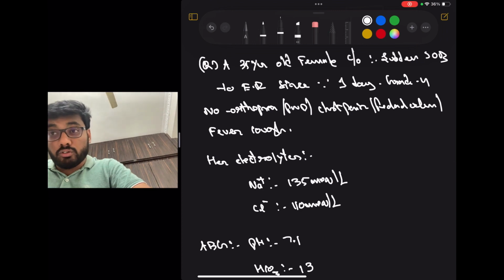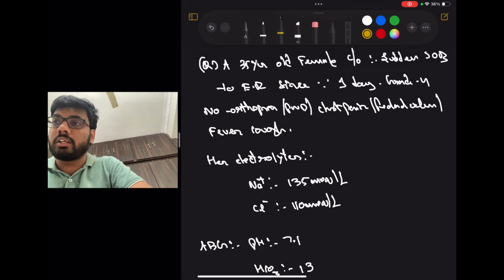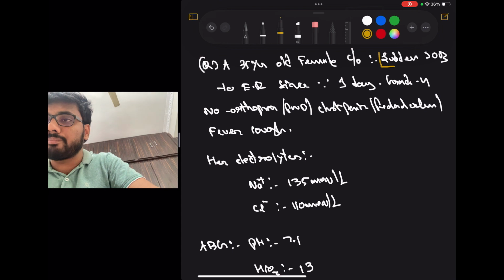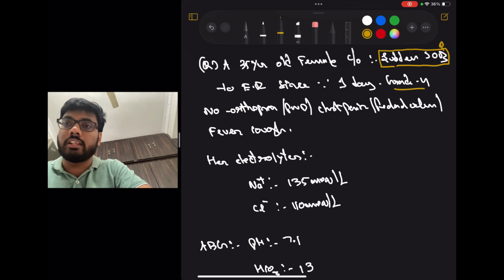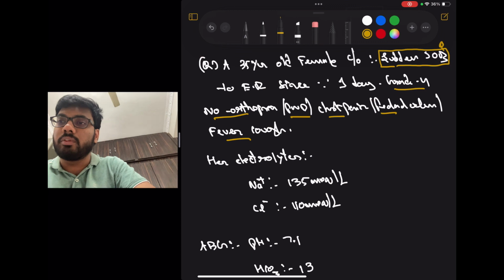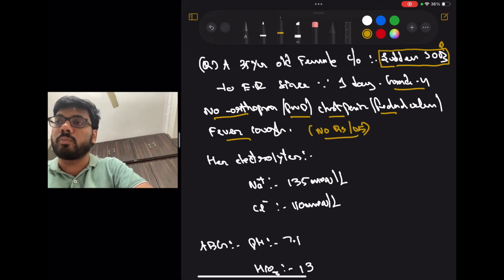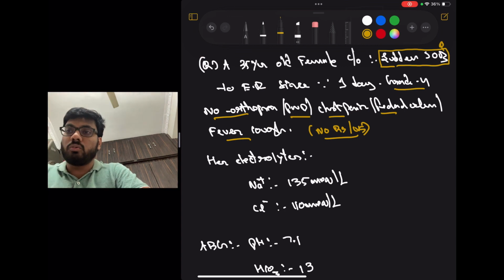A 35-year-old female came with the complaint of sudden onset SOB to the ER since 1 day, and it is grade 4. There is no orthopnea, PND, chest pain, pedal edema, fever, or cough. That means there is no RS component and no CVS component of the SOB. So the SOB is due to something other than RS and CVS, right?